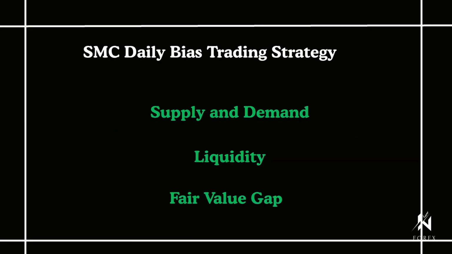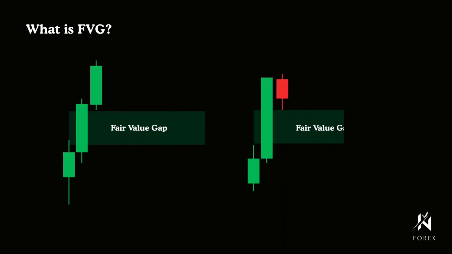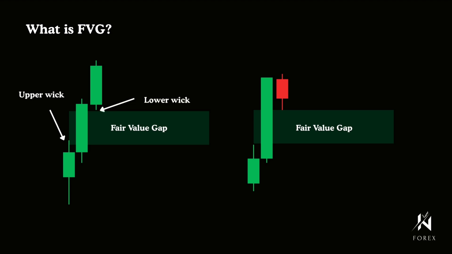Now, the next important concept to focus on when identifying the daily bias is the fair value gap. These zones play a key role in understanding where price is likely to return before continuing in its intended direction. Essentially, a fair value gap, FVG, highlights an imbalance between buyers and sellers, visually represented by the gap between the wicks of 3 consecutive candles on a chart.